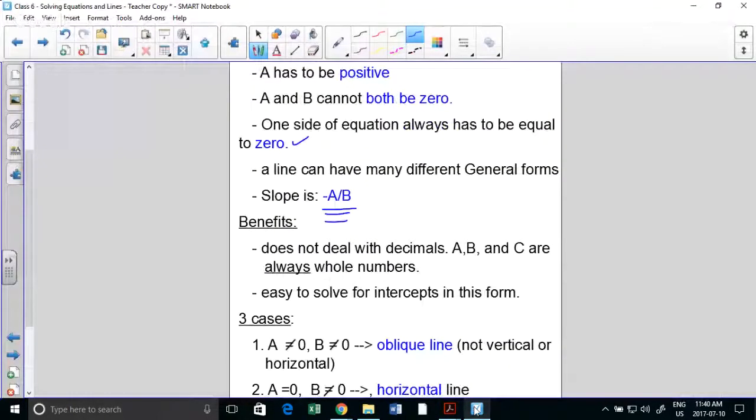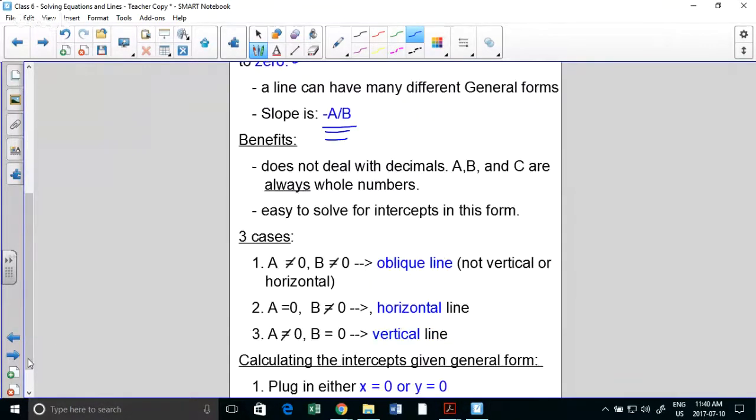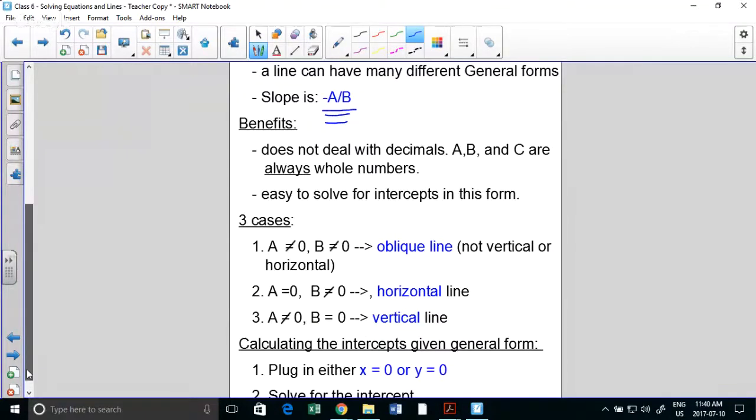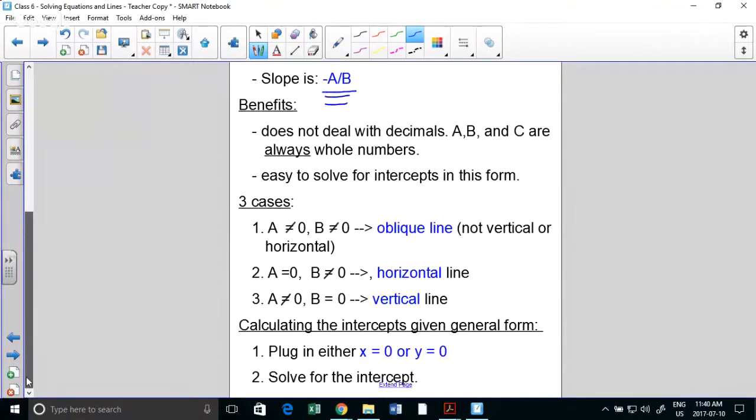The benefit of using this is that a, b, and c are whole numbers, so we don't have to deal with decimals and fractions, and I know how much we love dealing with decimals and fractions, so that's a benefit for us. And it's easier to solve for the intercepts in this form. Not really, really easy, but it's easier.